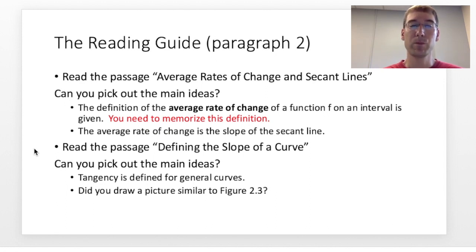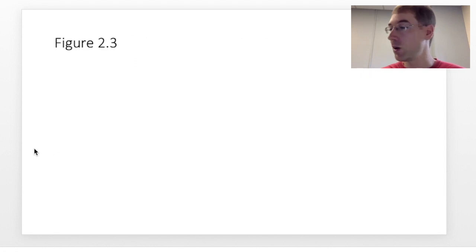Read the passage called Defining the Slope of a Curve. Try to pick out the main ideas. Tangency is defined for general curves. And it might be a good idea to draw a picture similar to what you see in figure 2.3. Okay, this is giving us the geometric idea for the tangent to a curve.